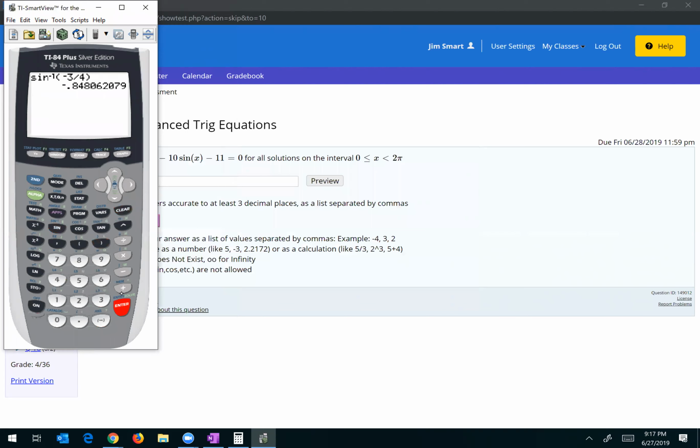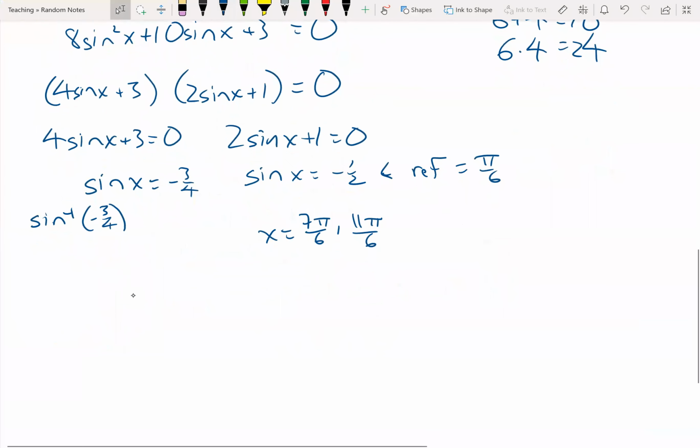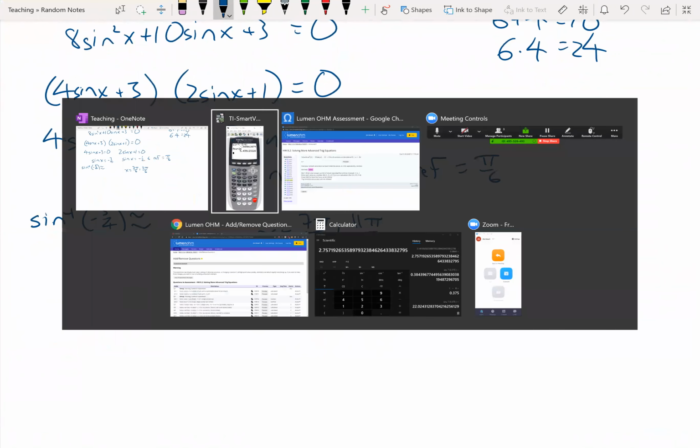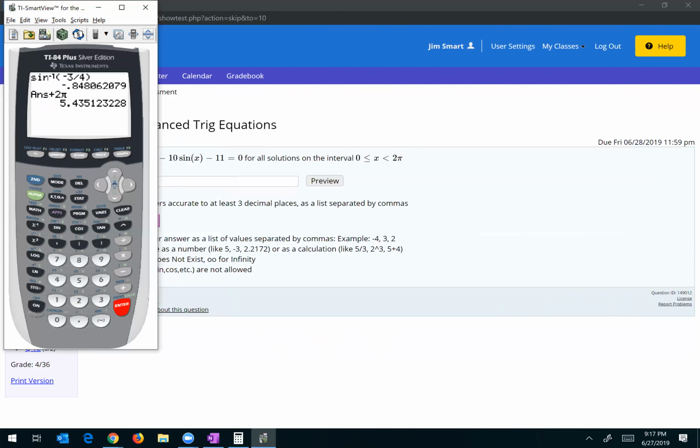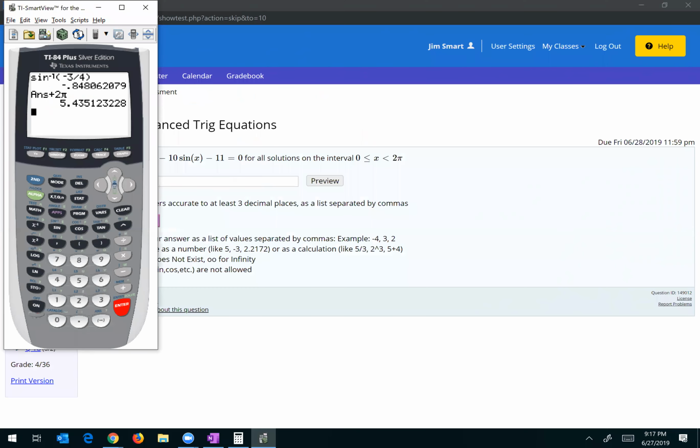I can add 2 pi. That's going to be one of my values. That gives me my fourth quadrant positive angle. So this is equal to roughly negative 0.8481. But I added 2 pi to that, and I got 5.4351.